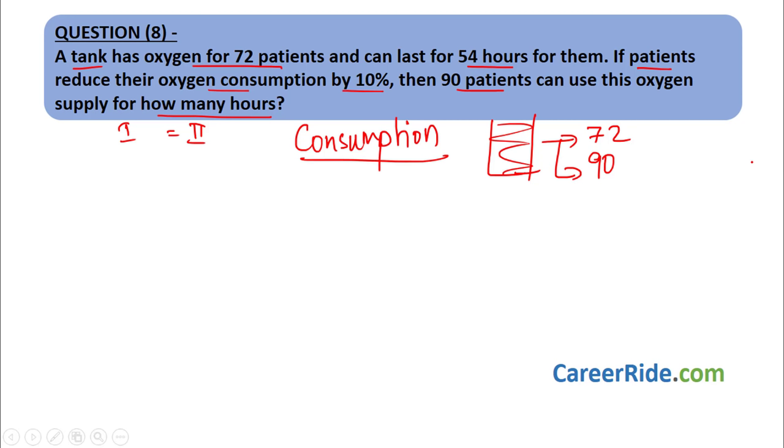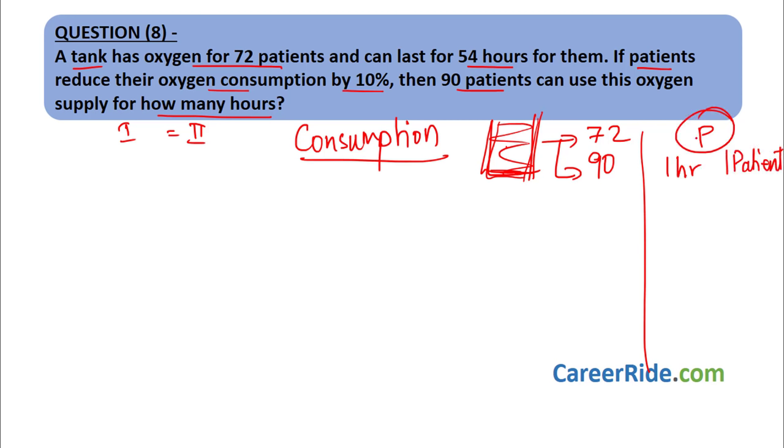Now, how much of the oxygen has been consumed? How can we find that? We do not know actually. And what is the capacity of the oxygen over here? That also we do not know, but it is much easier to find consumption. How? Let us assume that in 1 hour one patient breathes P amount of oxygen.